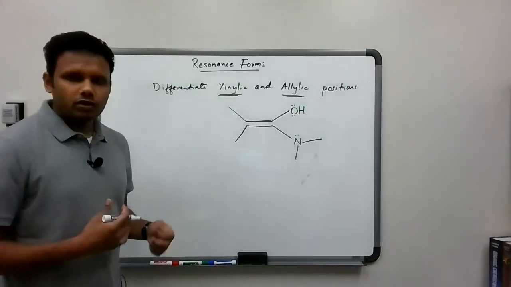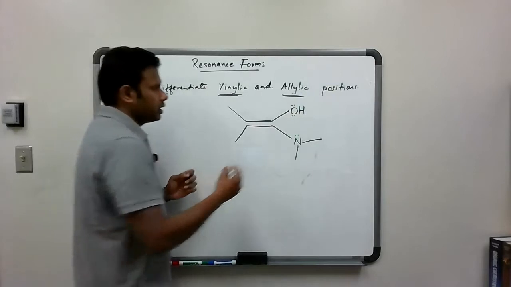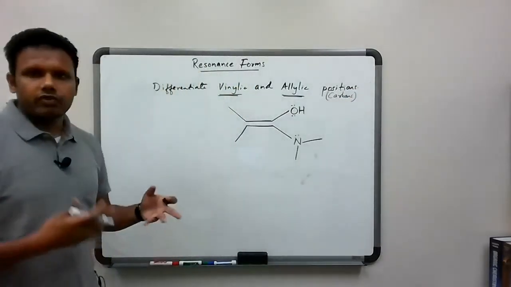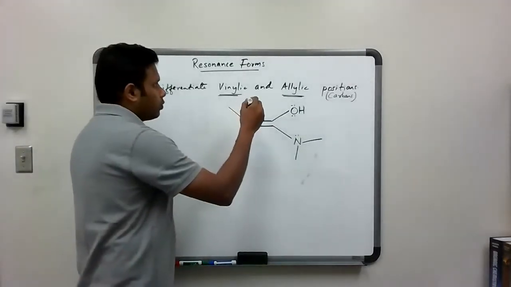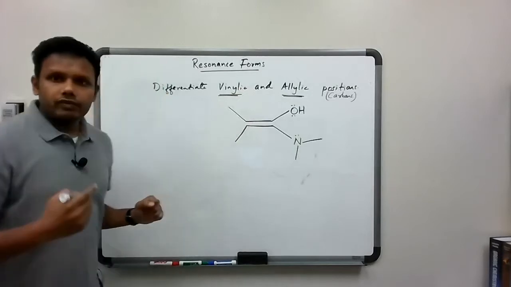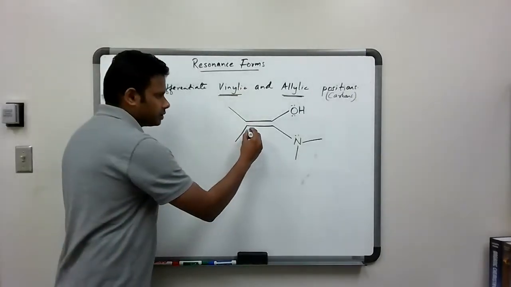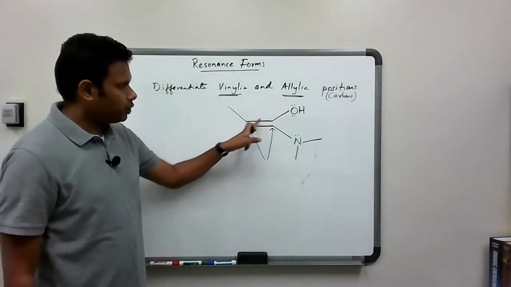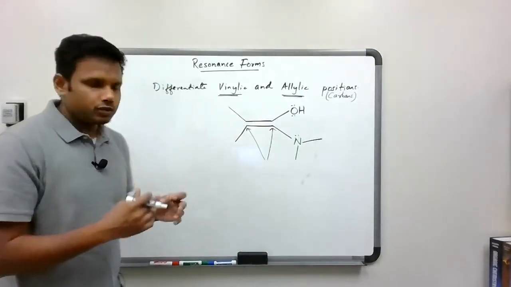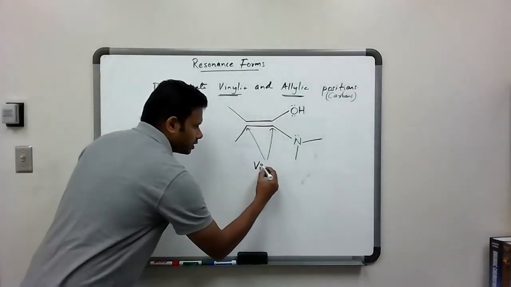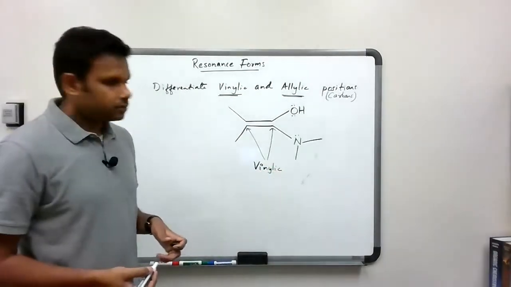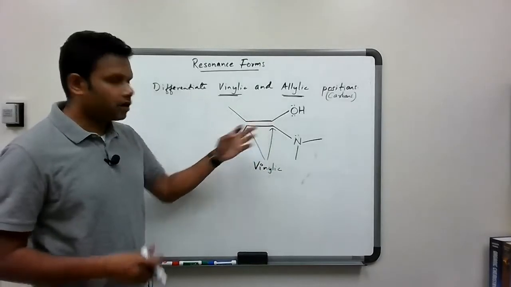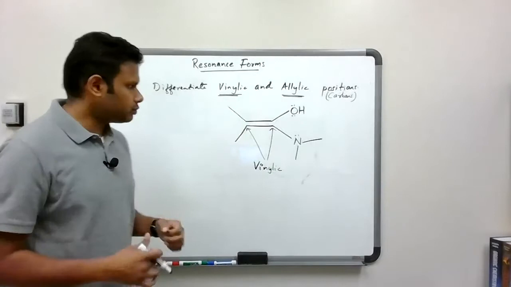If we are specifically talking about carbons, we can call them vinylic carbons and allylic carbons. The vinylic carbons are the carbons that are part of the double bond. The two carbons here that have a double bond between them are called vinylic carbons. If it's not a carbon, we can just call it a vinylic position. The atoms that have the double bond between them are vinylic.